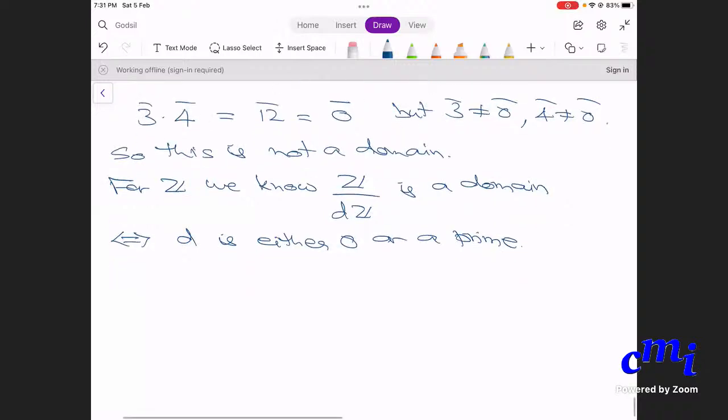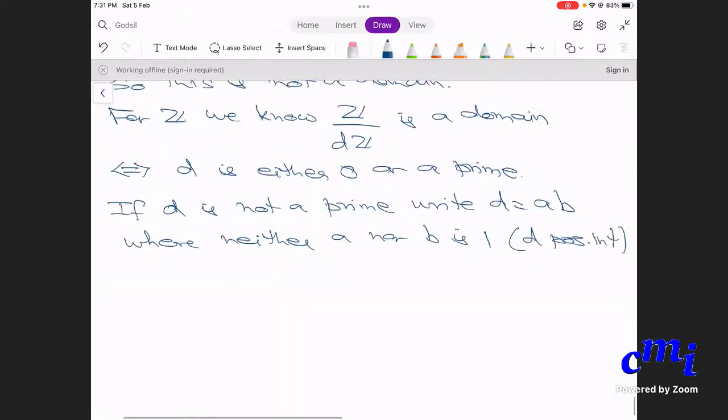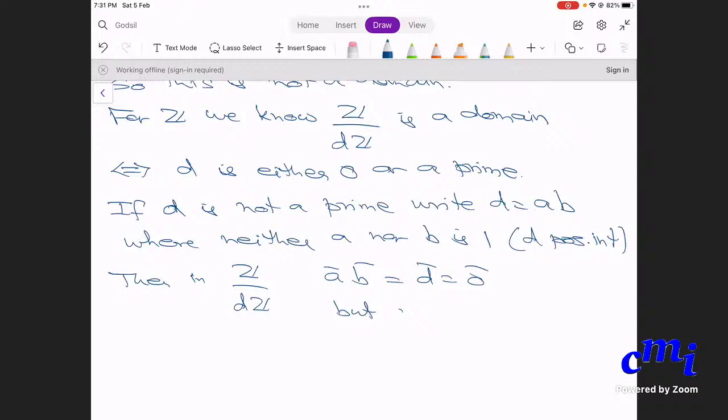So let's just see this. It's easy to see. If d is not a prime, write d equals ab, where neither a nor b is 1. I'm assuming that d is a positive integer, right? Prime means it's not a product of smaller integers, not involving 1. So write d as ab. Then in Z mod dZ, a bar times b bar equals d bar, which is 0 bar, but a bar is not 0 because d doesn't divide a, and b bar is also not 0. So that means this is not an integral domain. So Z mod dZ is not an integral domain for d not a prime.